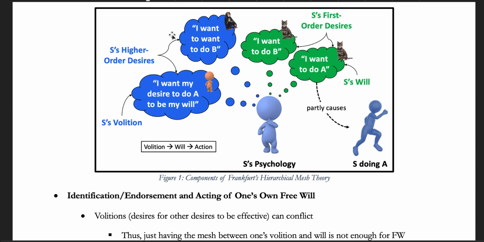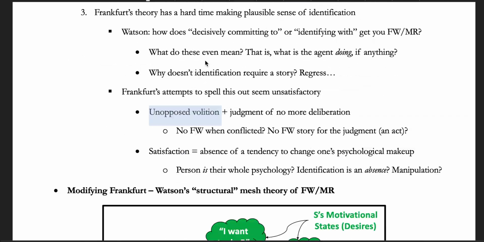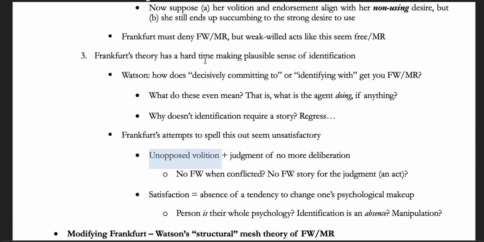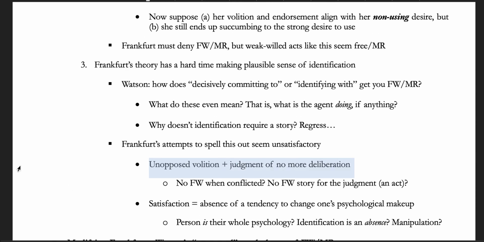This is not a volition. It's just a desire to have this desire. This is not just a desire to have this desire. It's a desire that this desire be effective. And so you could have conflicting volitions. You might have a desire that this desire be effective and a desire that this desire be effective. That would be conflicting. And so Frankfurt's proposal here is that, well, you have to have an unopposed volition and then some judgment that no more deliberation is necessary.